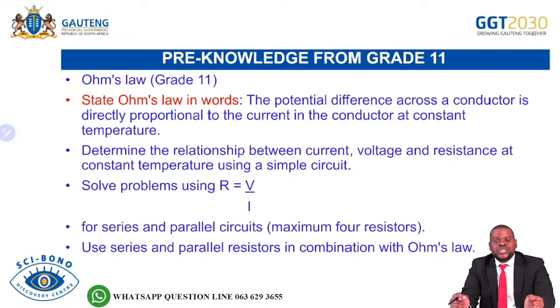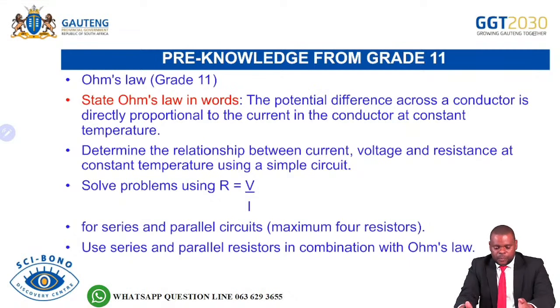We continue by saying, determine the relationship between the current and the voltage and the resistors. This is what you did in grade 11, at a constant temperature. Every time we keep the temperature constant when we're dealing with Ohm's law, because we know that if you increase or decrease the temperature, you are increasing the particle lattice vibration of the wire.